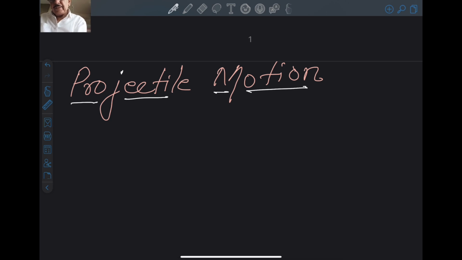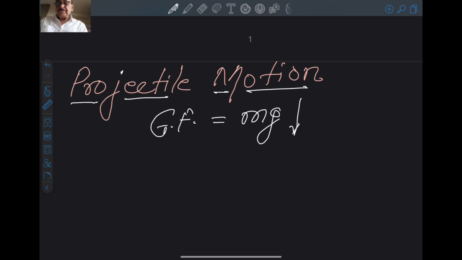That is, the gravitational force becomes weight, and weight is mg. It is always towards the ground, downward. So throughout the projectile motion there is a force which is weight, mg, directed downward, or we can say minus y.